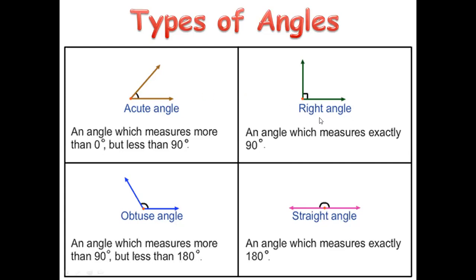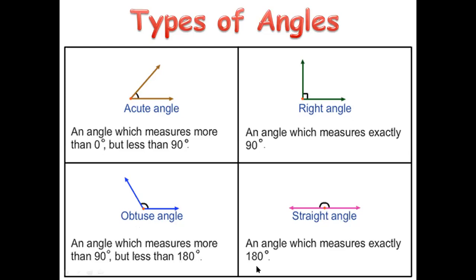Okay, the next one is a right angle, which is exactly 90 degrees. It will not be more than 90, it will not be less than 90. It is exactly 90 degrees and it looks just like the corner of a square. The third kind of angle we have is the obtuse angle, which are big angles. Now, they're not so big, but they are bigger than right angles, which means they measure more than 90 degrees but less than 180 degrees. So obtuse angles measure more than 90, but less than 180.